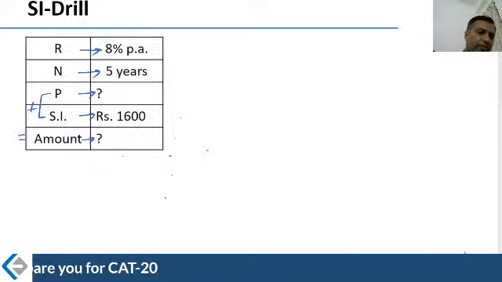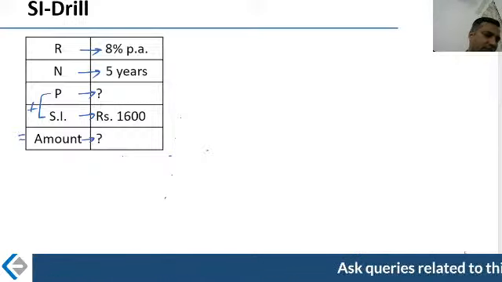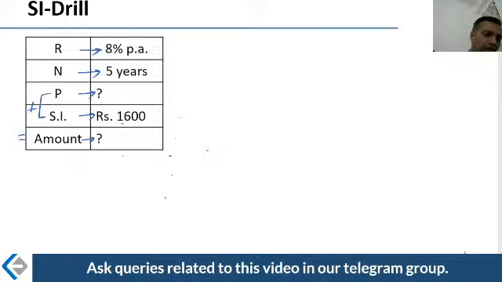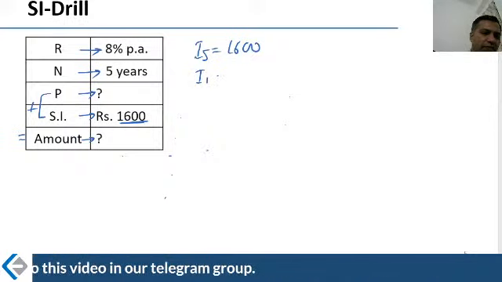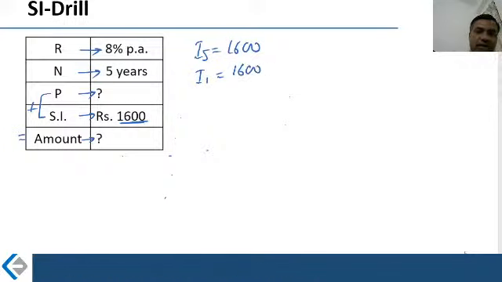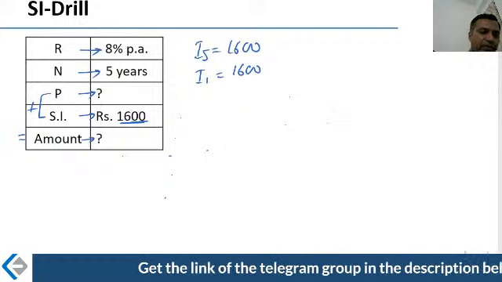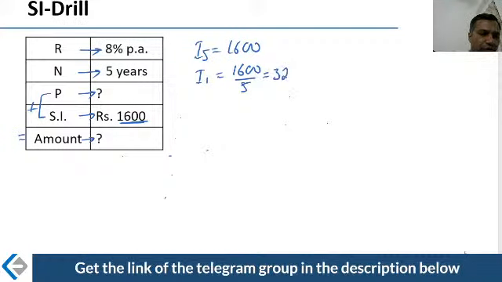Now I've got to find my principal. What do we understand here? We said simple interest for how many years? This is 5 years. That's interest for 5 years is 1600. That's what you are trying to say. Therefore, what is the interest for 1 year, friends? Because it's a simple interest scheme, interest per year remains the same. Therefore, you divide it by 5. Therefore, you say that interest per year is 320 rupees. Simple interest per year is 320 rupees.